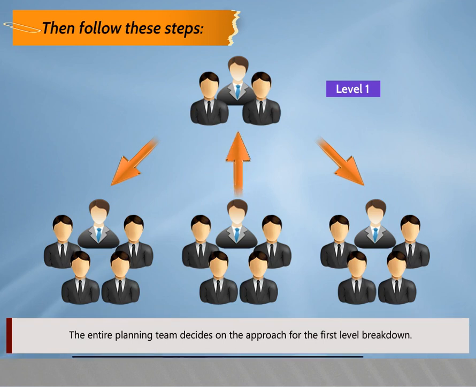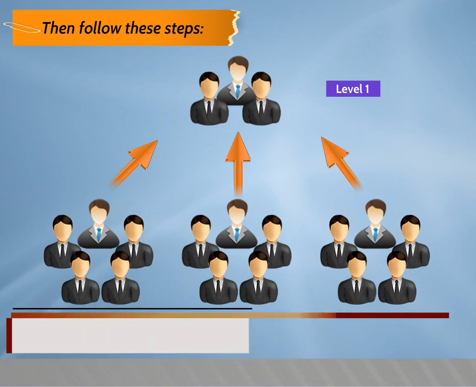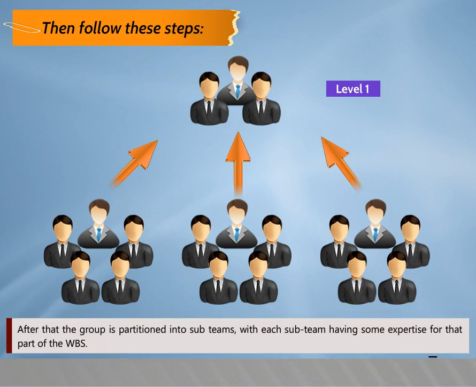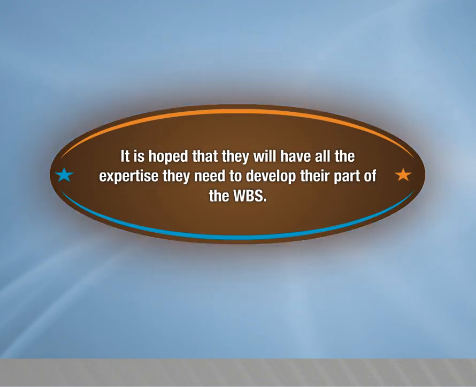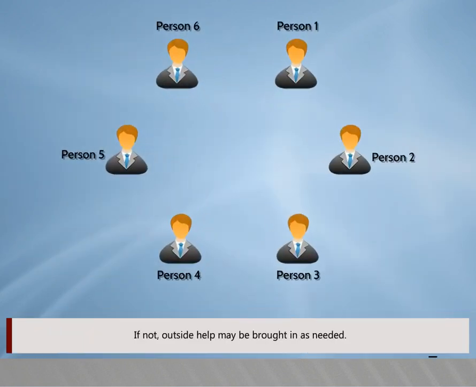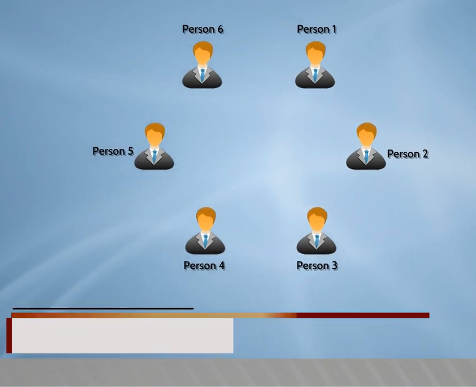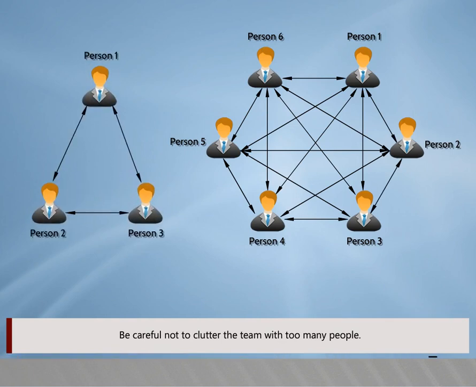The entire planning team decides on the approach for the first level breakdown. After that, the group is partitioned into sub-teams, with each sub-team having some expertise for that part of the WBS. It is hoped that they will have all the expertise they need to develop their parts of the WBS. If not, outside help may be brought in as needed. Be careful not to clutter the team with too many people.